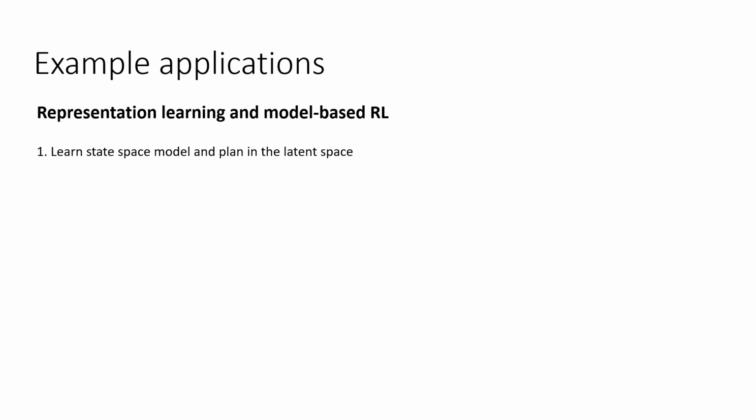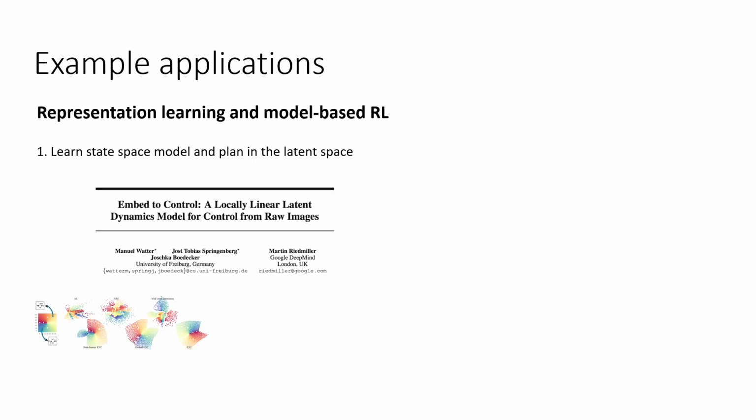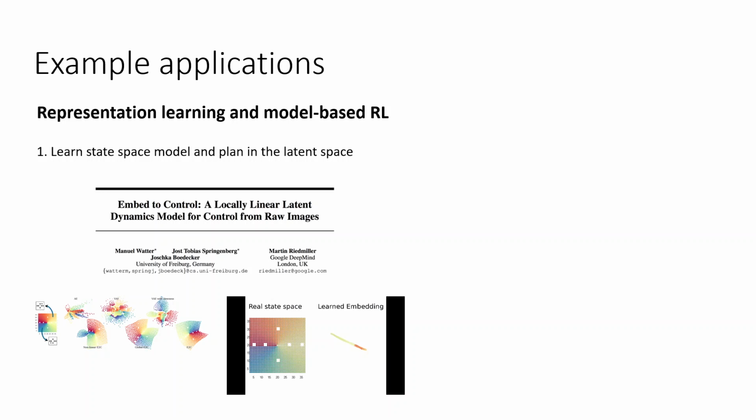All right, so here are some applications of these kinds of sequence models in deep RL. One application area is to learn state space models and then plan in the state space. There have been a number of papers that have done this. One of the earliest is this paper called Embed to Control, where the idea was to learn these latent space embeddings of a variety of simple systems like cart pole and point mass and things like that.